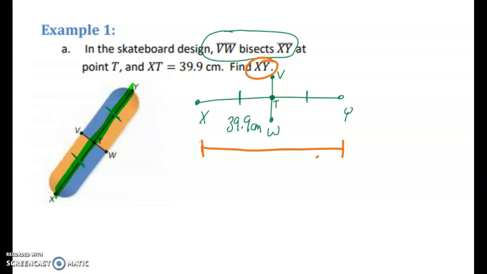So what we can do is, if this left side is 39.9, the right side is also, just because if it's cut into two equal parts, then both sides are equal to each other. So then you can either add them together or times by 2 to find out the whole distance, XY, is 79.8, and that's centimeters.